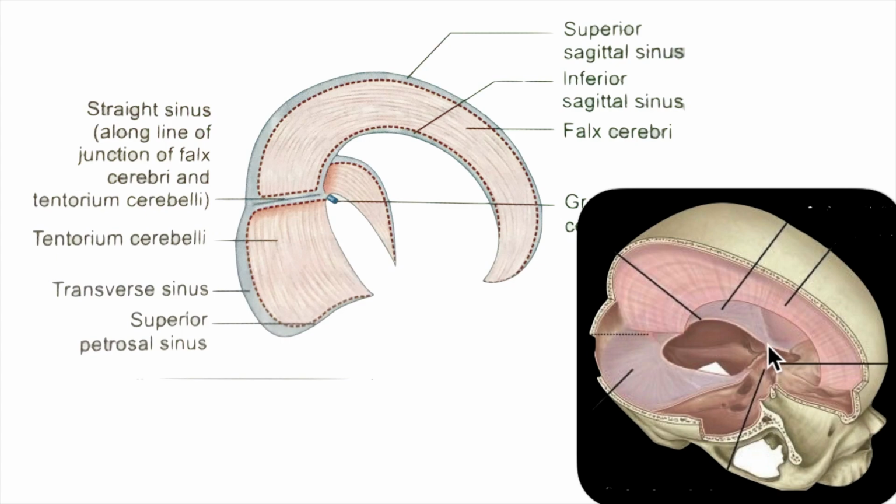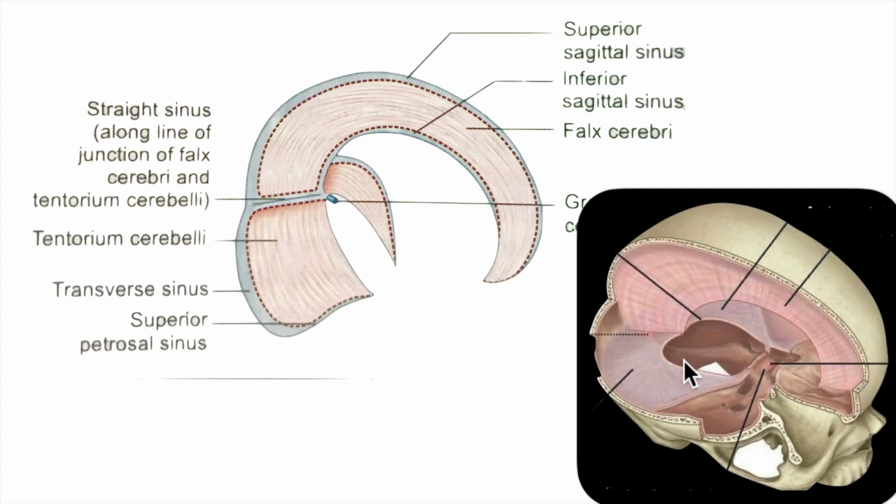Here one important structure lies, that is the third cranial nerve, the oculomotor nerve. So this tentorial notch separates the cerebral hemispheres from the cerebellum. So the weight of the cerebral hemispheres does not fall on the cerebellum and compress it, because this tentorium cerebelli protects the cerebellum from the weight of the cerebral hemispheres.